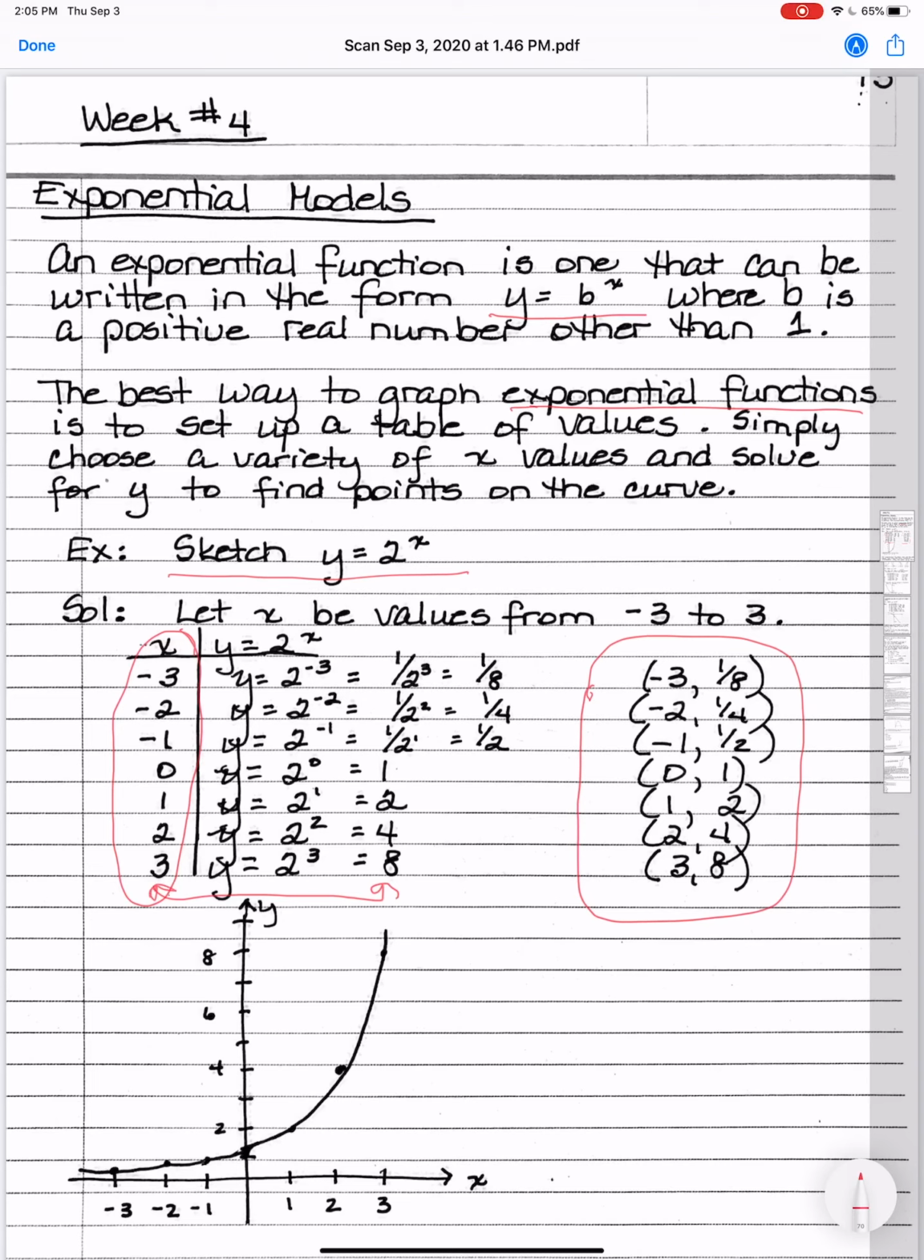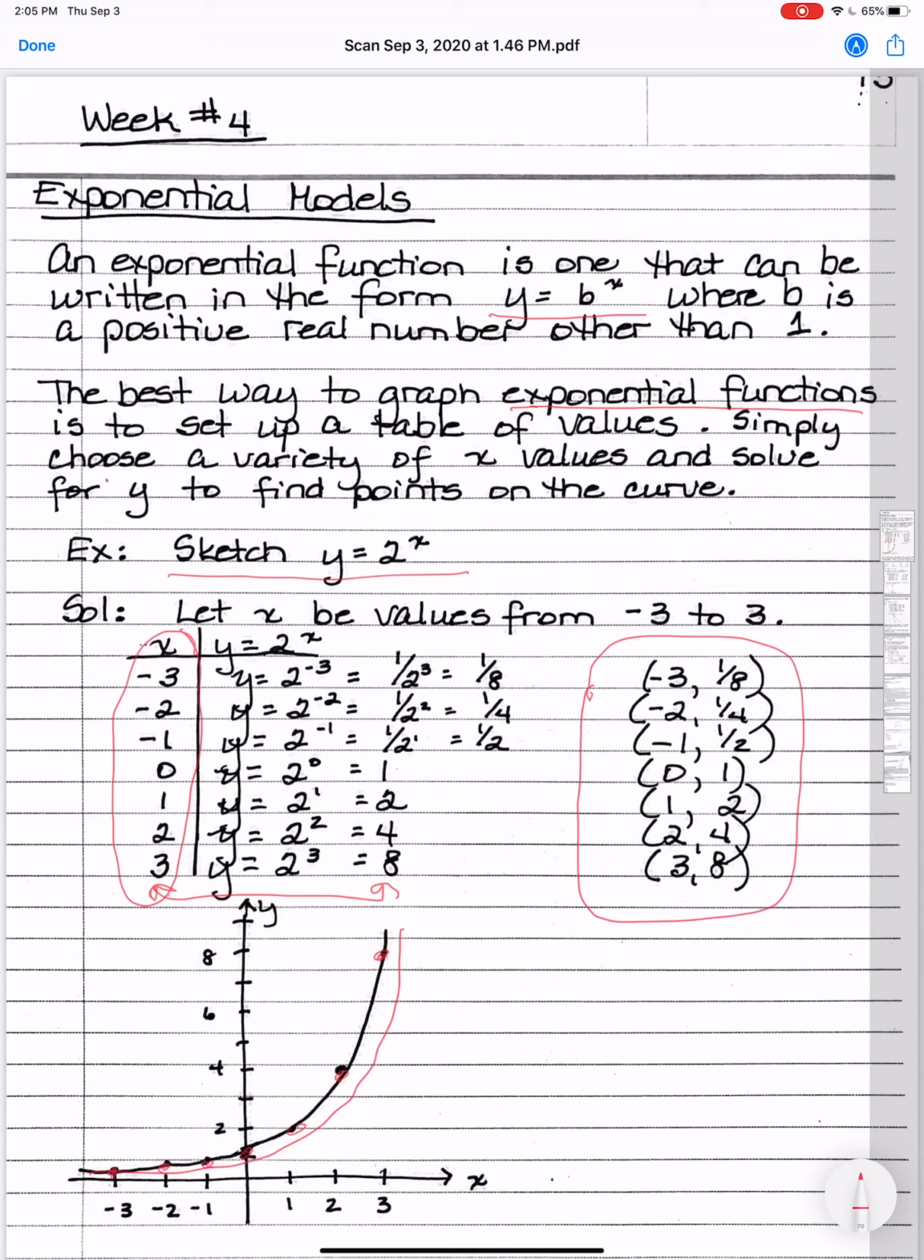Then you can graph these. You can start plotting them. You can see -3, 1/8, -2, 1/4, and so on. And I get some points that look about like that. And when I graph them, you can see our exponential curve sharply turns upward.